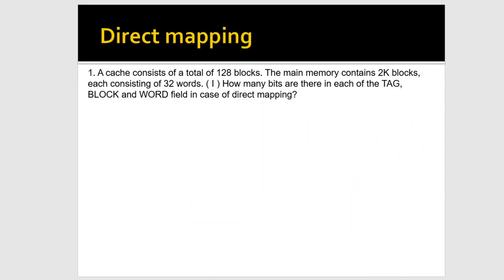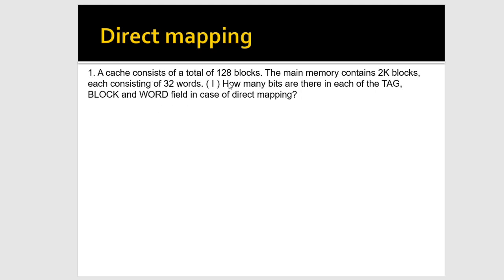Now coming to one numerical. So let's start with how the mapping function works in direct mapping, and what information is needed to extract the values for tag, block, and word. Let's start with an example. When you have to solve numericals related to cache mapping, for a better understanding you have to draw and put all the information provided in the question.